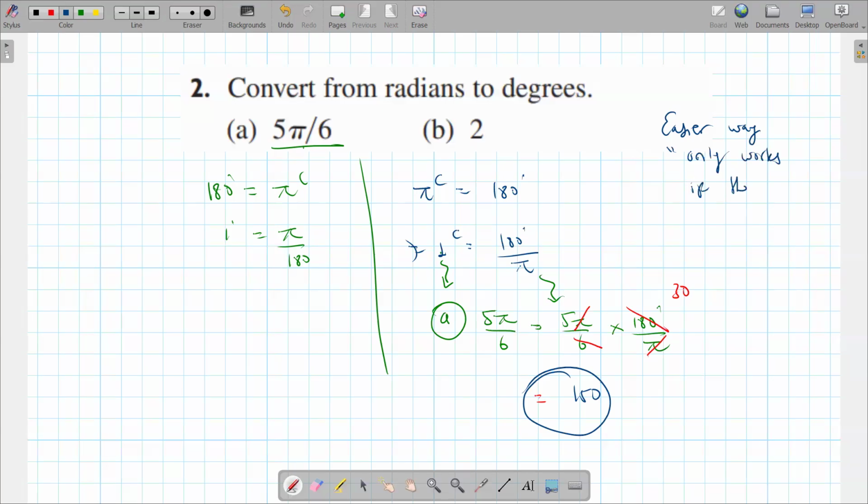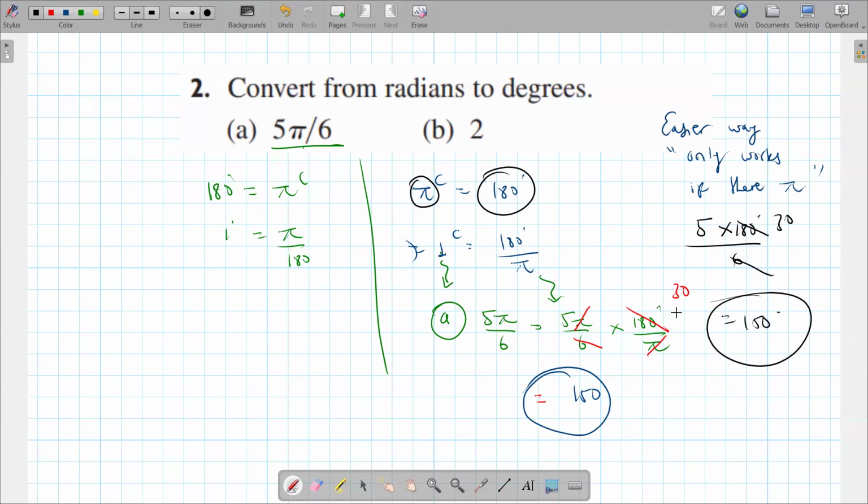If there is pi. So it's not going to work for B because B doesn't have a pi, but A does. So the way to convert from radians to degrees is you simply replace that pi by 180. So 5 times 180 divided by 6. 6 goes into 30 times, 150, and that's the answer in 2 steps. So you can either do it like this or do it like this.